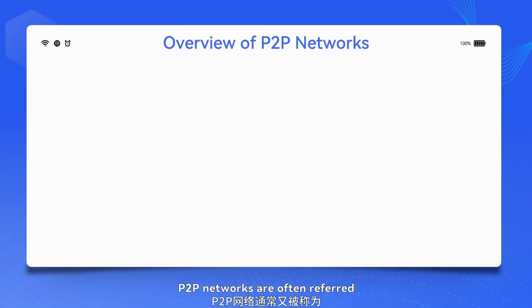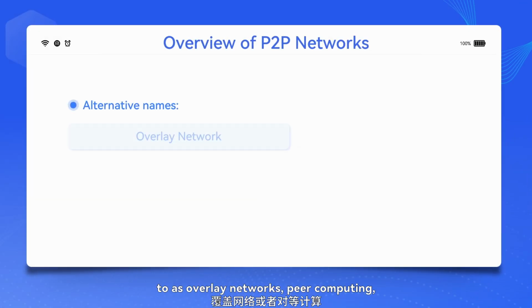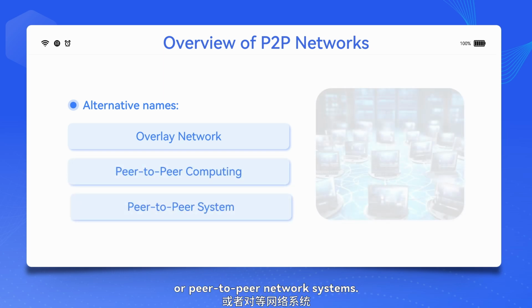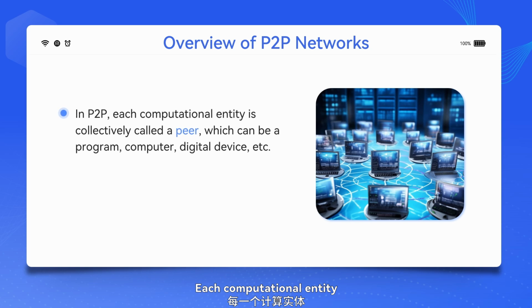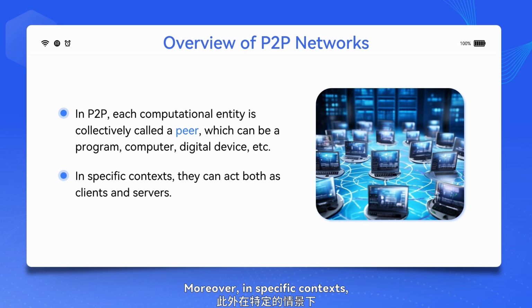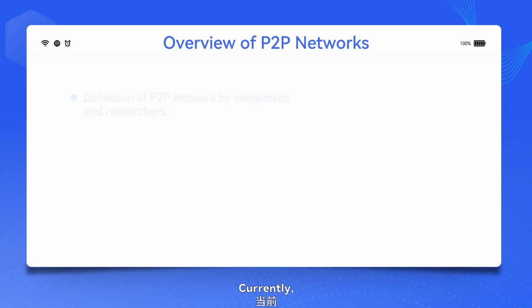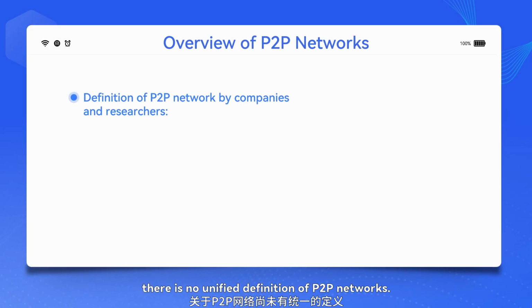Additionally, P2P networks are often referred to as overlay networks, peer computing, or peer-to-peer network systems. Each computational entity is collectively called a peer, which can be a program, computer, digital device, etc. Moreover, in specific contexts, they can act both as clients and servers. Currently, there is no unified definition of P2P networks.